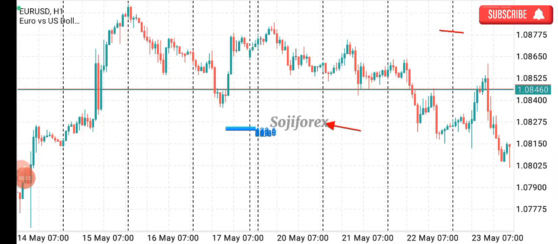The importance of structure and the need to be able to identify structural points cannot be overemphasized as far as trading is concerned. Regardless of whatever method of analysis you are using, it is important you have adequate knowledge of structure and how to identify structural points.